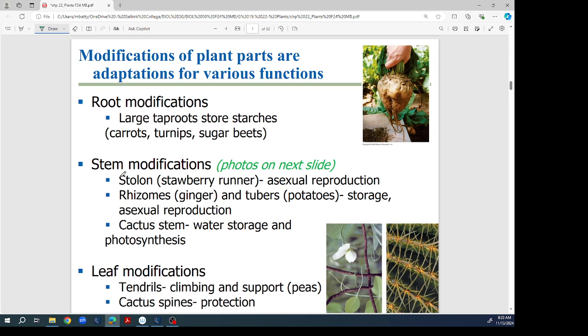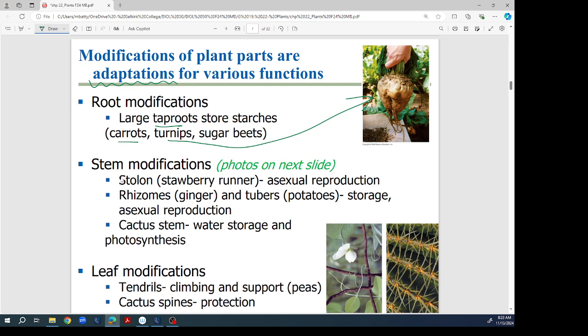If we can identify different parts of plants, we can also see how they are wildly changed or variations in them. We've got adaptations. And so we could modify roots such as large tap roots, and you could think carrots, turnips, good old turnip over here, sugar beets, any of those root vegetables. I'm making this video in the fall, and fall is the time for all those root vegetables in my mind.